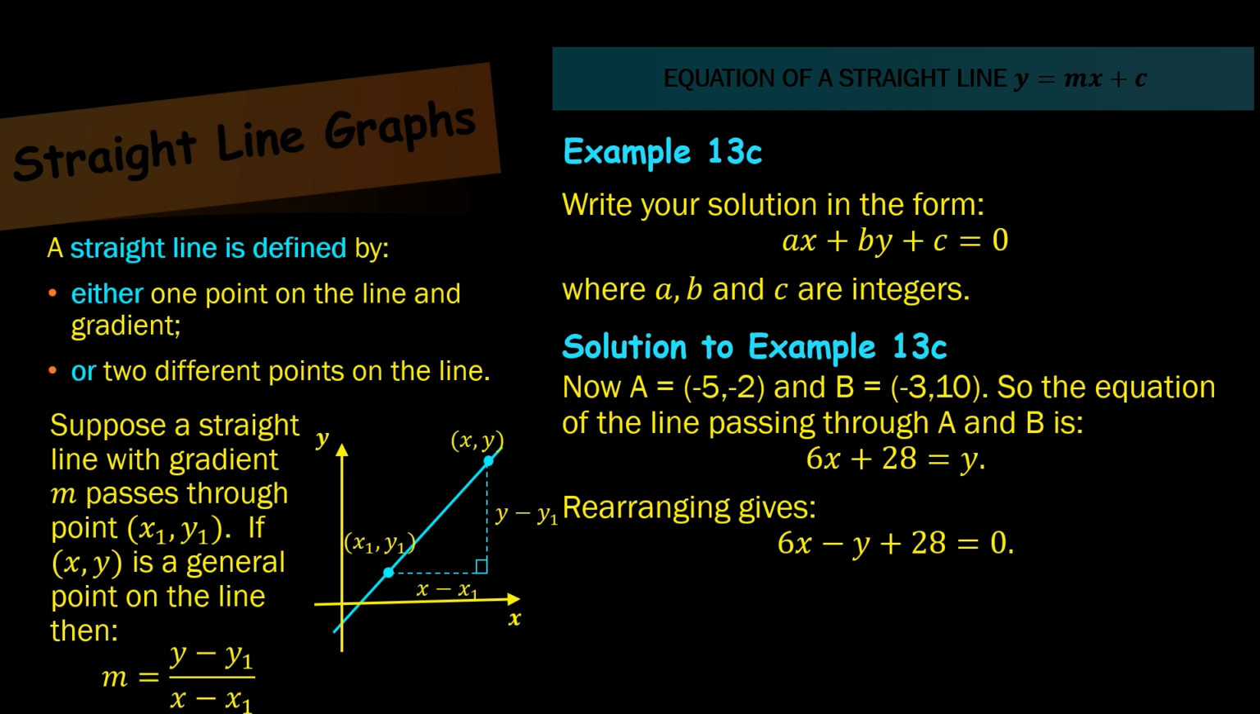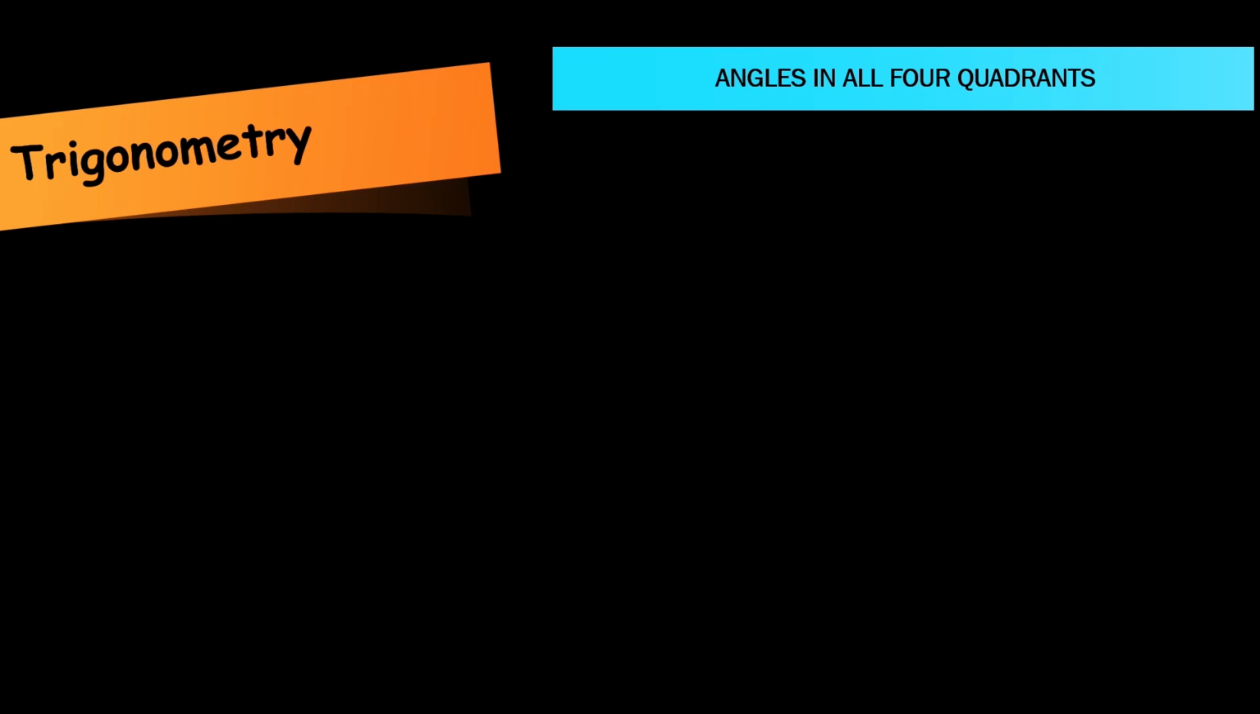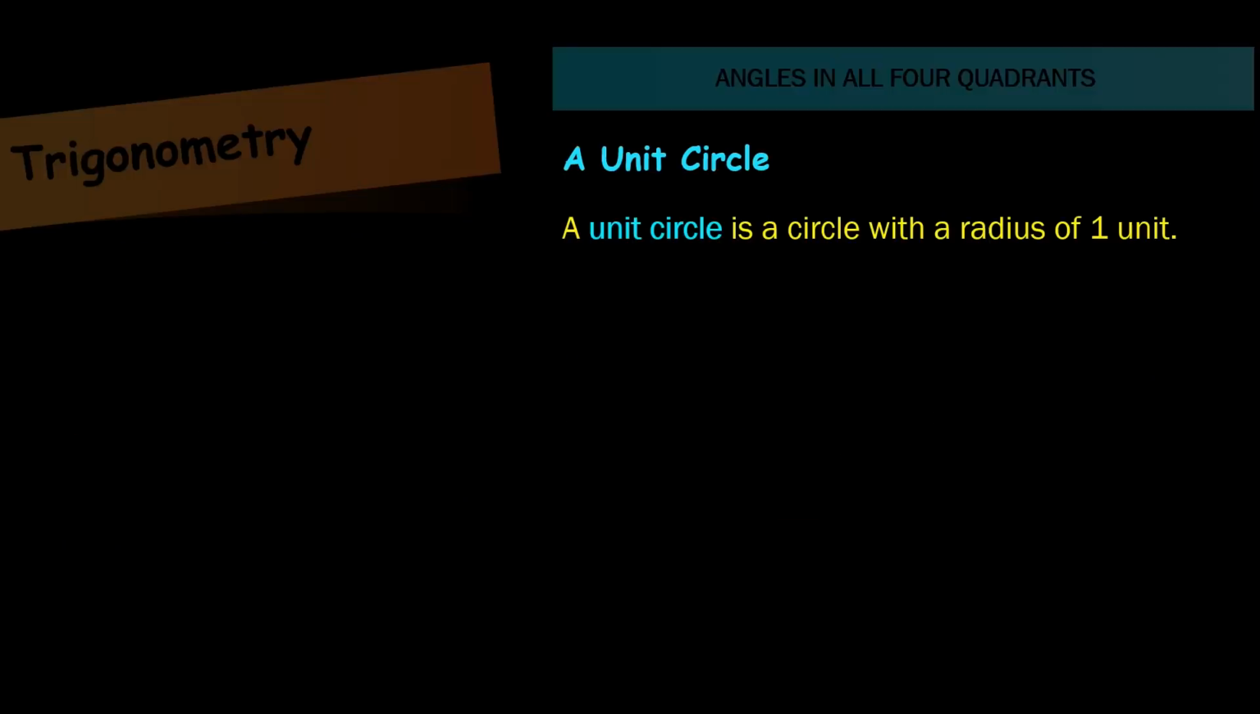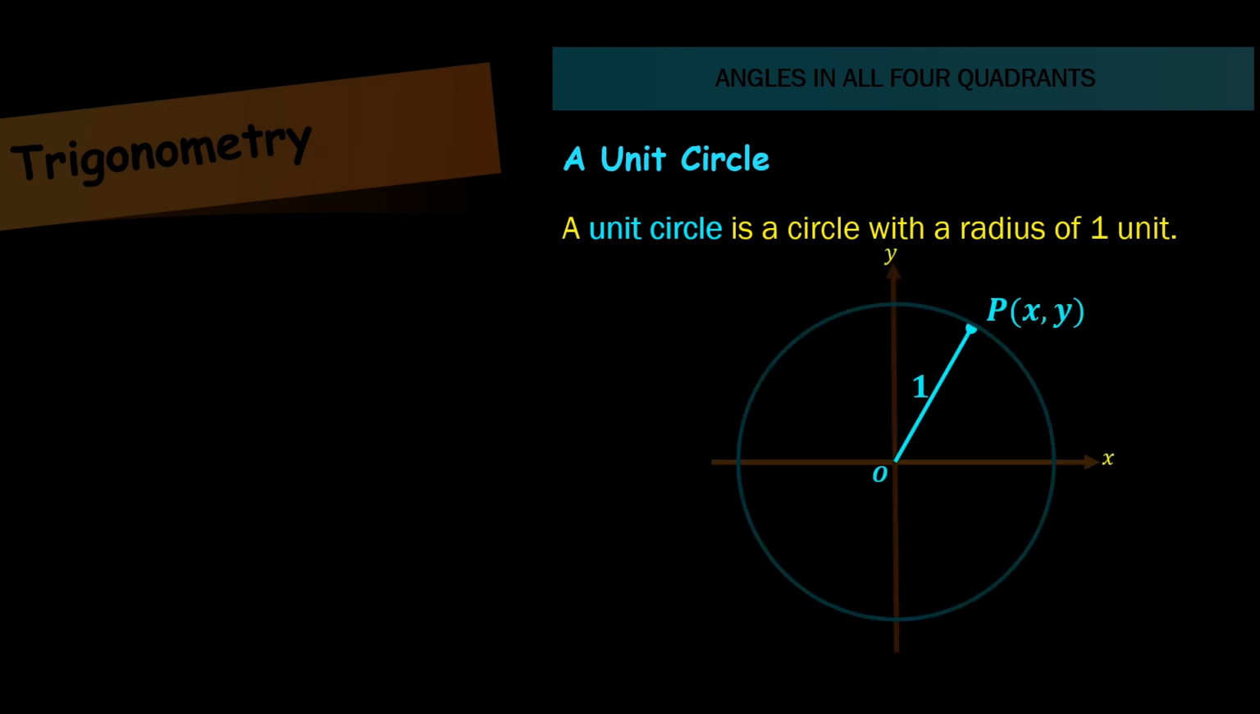We are now going to look at some trigonometry. We will begin this session by introducing the definitions of cos, sine, and tan. However, in order to do this, we need to consider a unit circle first. A unit circle is a circle with a radius of 1 unit, as shown in the diagram.